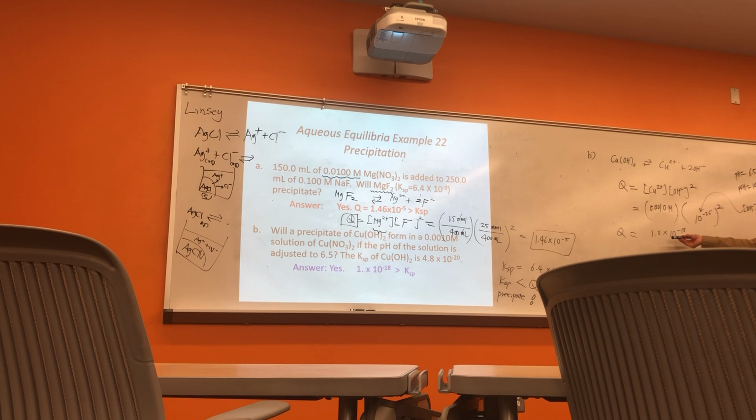And then it turned out that it is a greater number than K, which means you have too much product right now. So if you have too much ion, then they will come back, become solid, which means you're going to have precipitate. Okay?